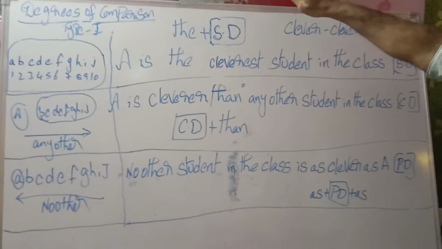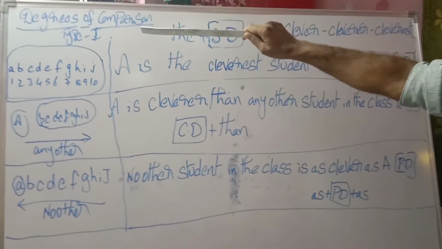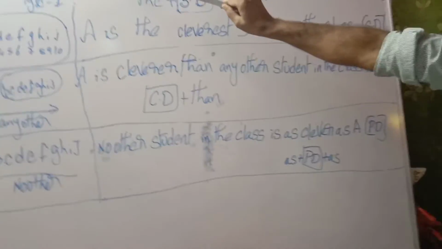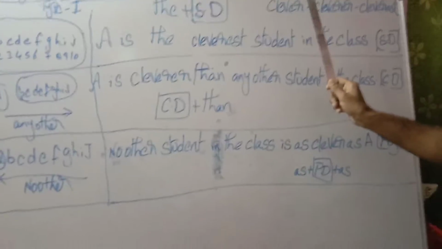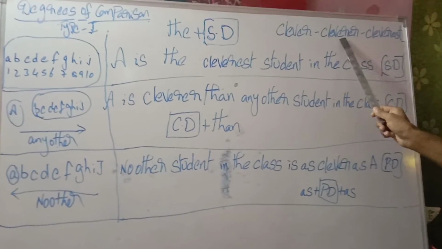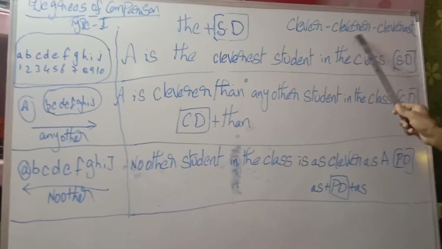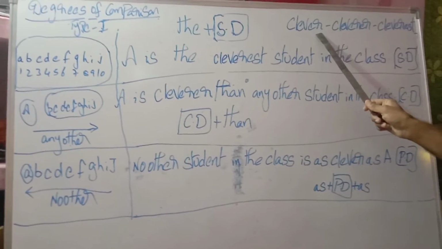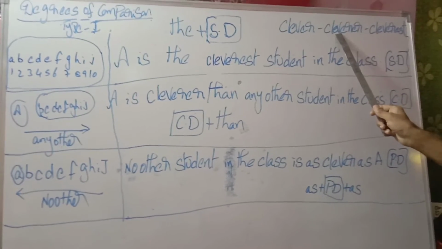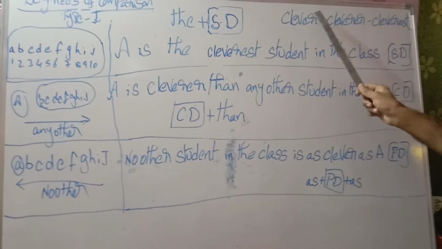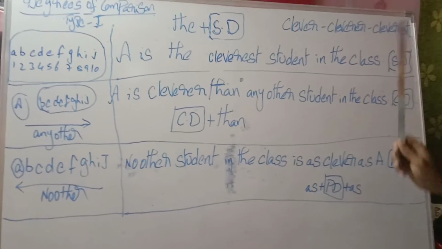Today's topic is degrees of comparison, type 1. There are 3 degrees of comparison: positive degree, comparative degree, and superlative degree. Example: clever, cleverer, cleverest. Positive degree: clever. Comparative degree: cleverer. Superlative degree: cleverest.